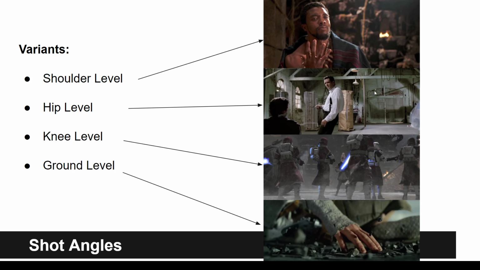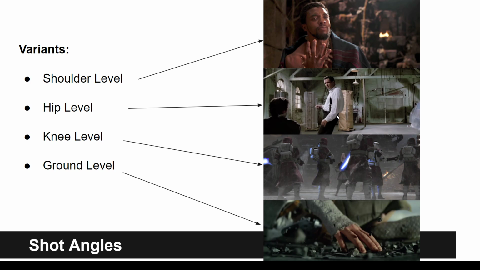Some variants of this are where the angle of the camera isn't changing, but the height or placement of it is. Shoulder level is where the camera is still not angled, but it's brought lower to the character's shoulder so that the character is a little higher and more prominent, which makes the character a little more powerful, strong, or confident in the frame.